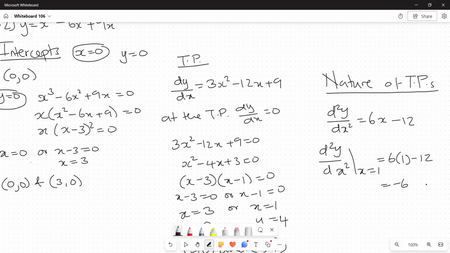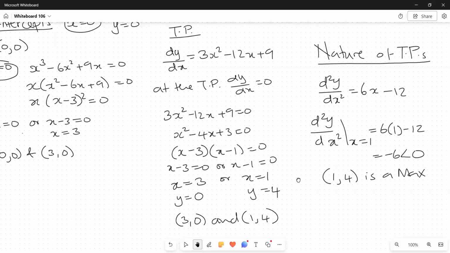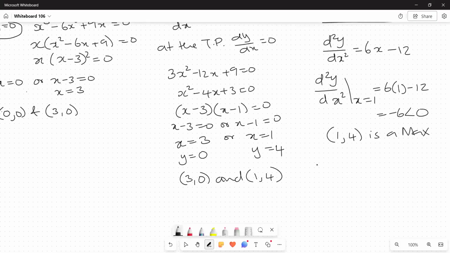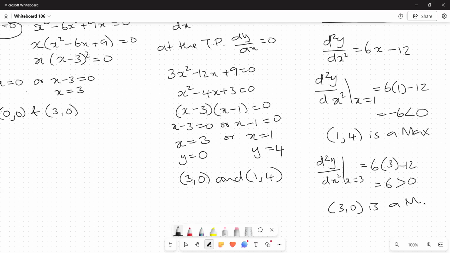This gives us -6. This is less than 0, and that means the point 1,4 is a maximum turning point. Then the second one is when x is equal to 3. So 18 minus 12, that's 6, which is greater than 0. So that means 3,0 is a minimum turning point.